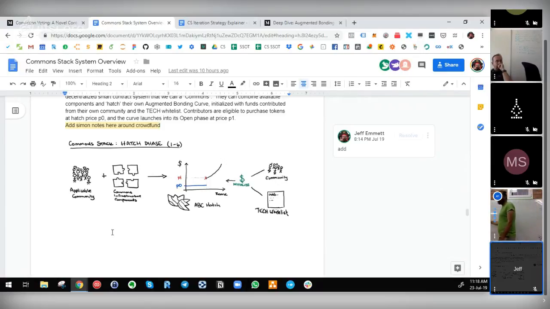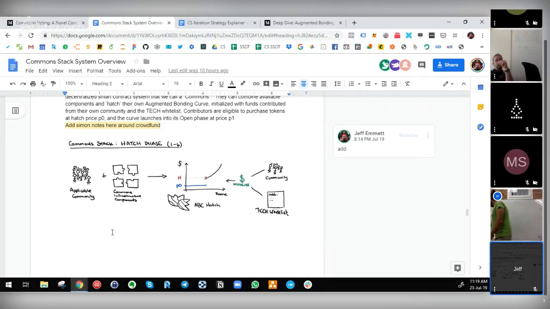So P0, the initial price, is not how much money goes into the collateral pool. It's how much money goes into the collateral pool and the funding pool. So if someone pays 10 cents per token, and theta equals, let's say, 0.3, that means 30% will go to the funding pool. If they raise 1 million, 700K will go to the collateral, and 300K will go to the funding pool. Okay. So this is not on the bonding curve.